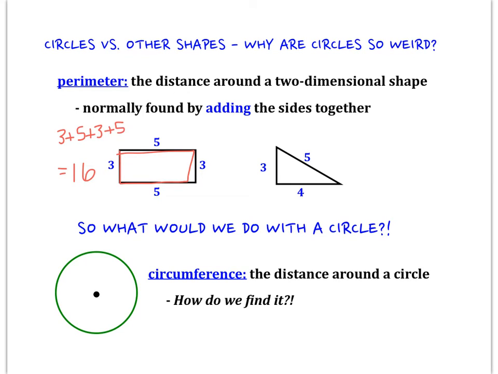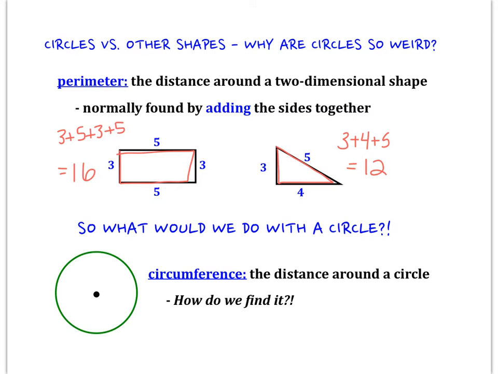Similarly, for a triangle, I would add my sides together, so 3 plus 4 plus 5. This time I don't have any repeats of sides, and I would get that this triangle has a perimeter, the distance around the outside, of 12. So circles are weird. If I wanted to find the distance around a circle, I don't have sides to add together. So in this video, we're going to talk about how we find it if we don't have sides to just add together.